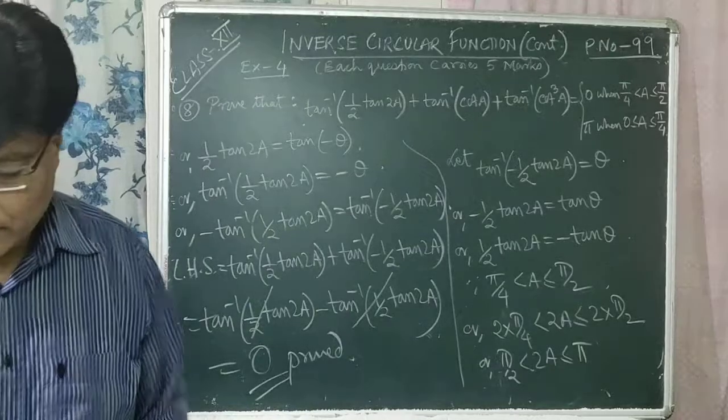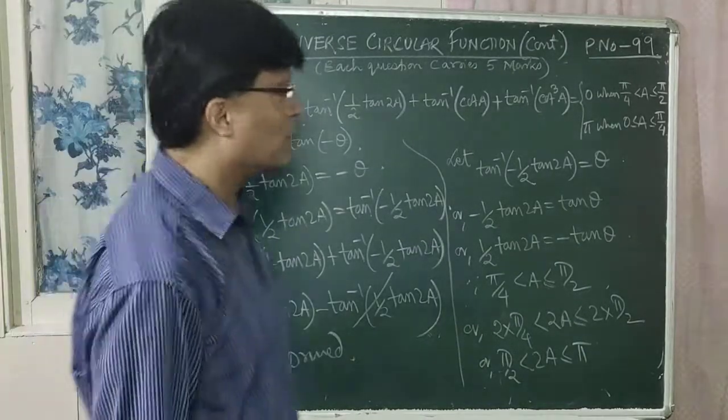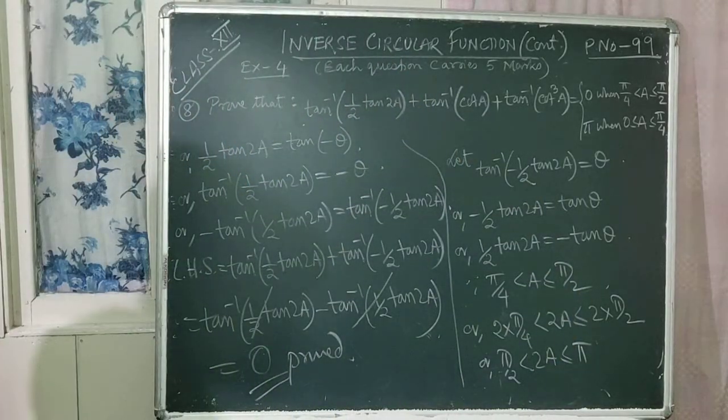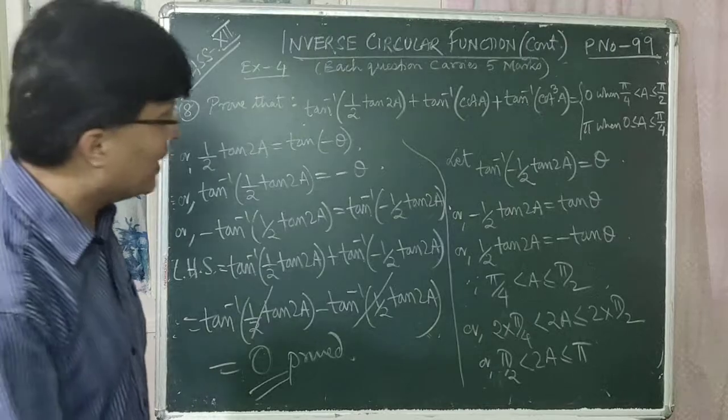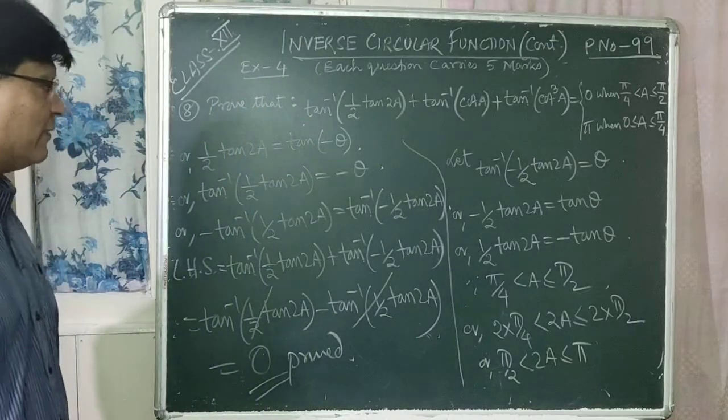So now let's do the second part. That is, you have to prove this left hand side is equal to pi. Left hand side is equal to pi when 0 less than or equal to a less than or equal to pi by 4.